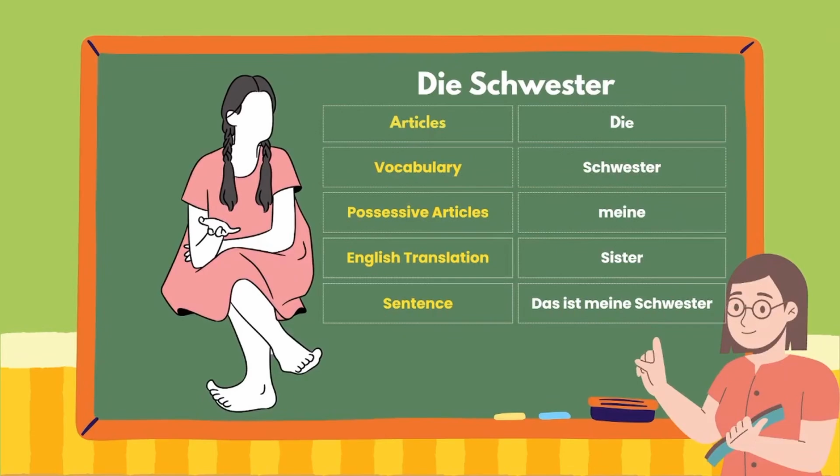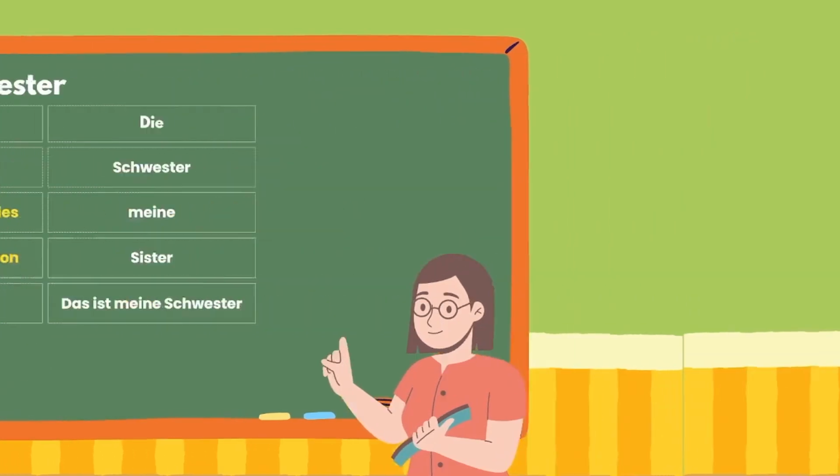So next one is Schwester. The sister is called Schwester in German, and the article before the Schwester is die Schwester. Possessive article is meine. So if I have to say this is my sister, I would say das ist meine Schwester. Das ist meine Schwester.